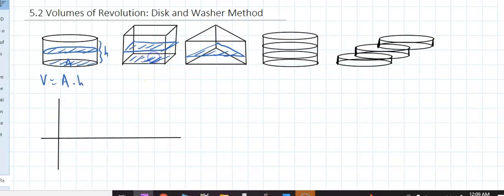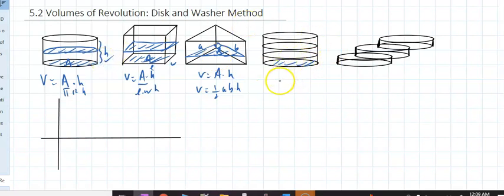So here, if this is the area of the base times the height, well here the base is a circle, so that's pi r squared h. Here, if this is length, this is width, the base is length times width times height. Here again, volume is area of the base times the height. Some books call that b, and in this case it's 1/2. If you call this side a, this side b, it's 1/2 ab times h. Here it's the same as this, since it is a prism.